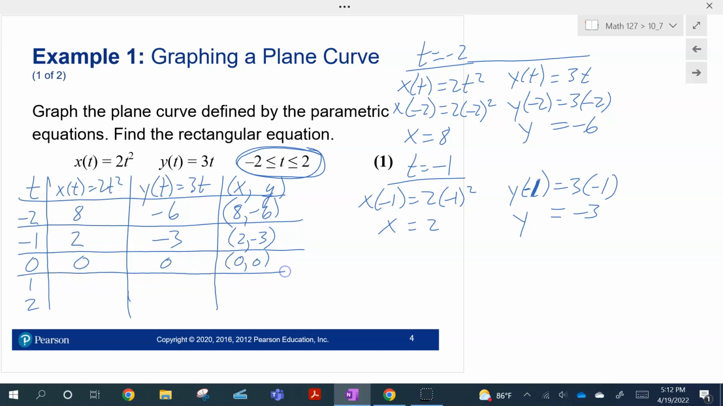Now let's plug 1 in. 2 times 1 squared is 2. 3 times the t value of 1 is 3. So that's 2, 3. And finally we plug in the 2. 2 times 2 squared is 8. 3 times 2 is 6. So that's 8, 6. And then let's go ahead and graph this.